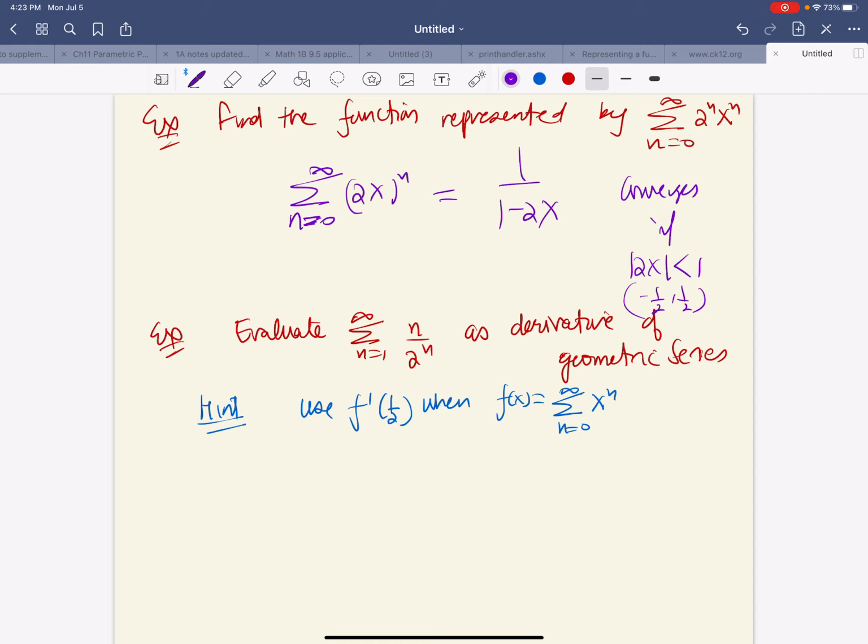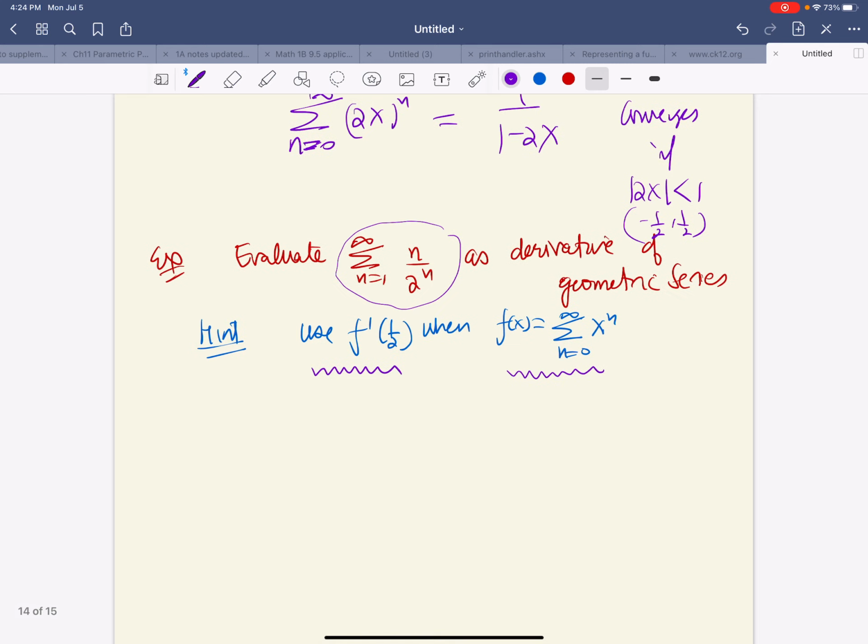Now we have the next example. Evaluate summation n equals 1 to infinity n over 2 to the power n as a derivative of a geometric series. So here I'm given the hint that I'm going to have to use f prime of half when f of x is this function. I want to get to this function somehow. I'm going to manipulate the derivative of my function to get to this point. So if f of x is 1 over 1 minus x, that is equal to the summation of x to the power n, n equals 0 to infinity.